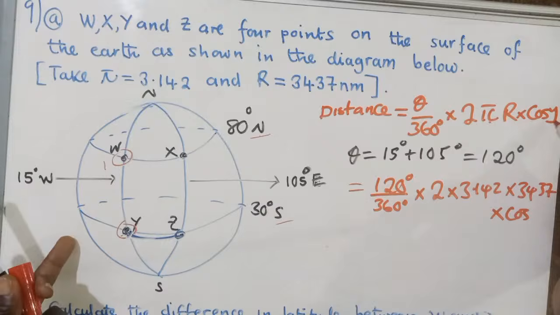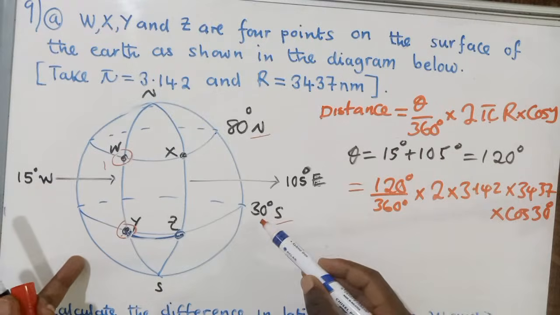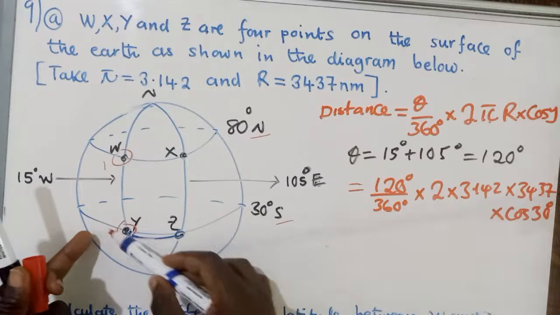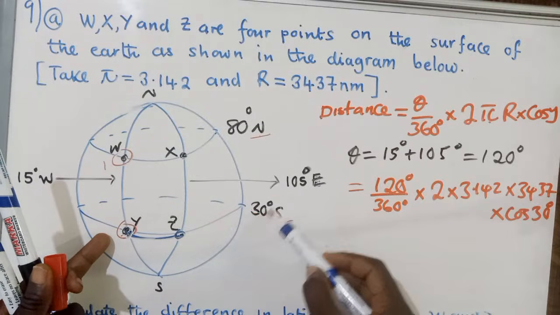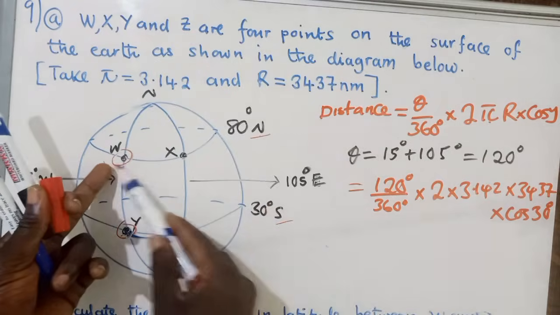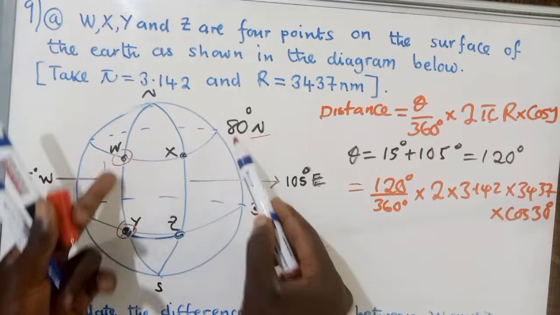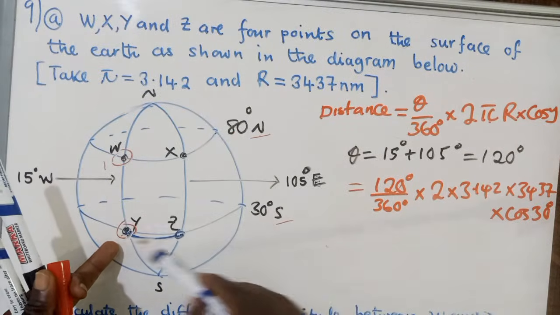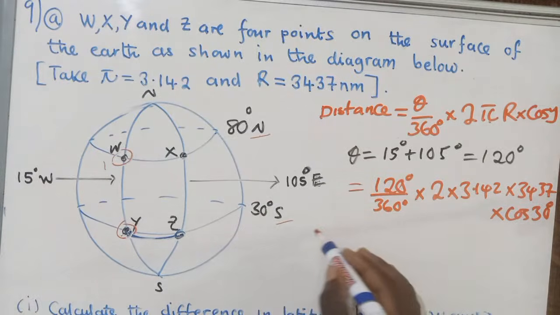What is our y? Y in this case is 30 degrees. Why are we getting this 30 degrees? It's because this is where the distance is falling, okay? It's falling on this latitude, which is the 30 degrees. If it was between W and X, we would have gotten 80 degrees. So we're getting 30 degrees because it's falling under this latitude.